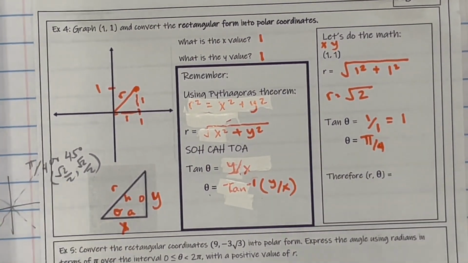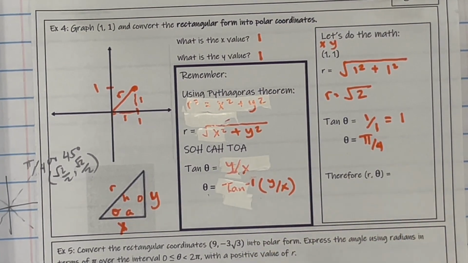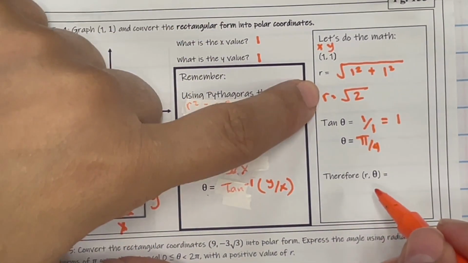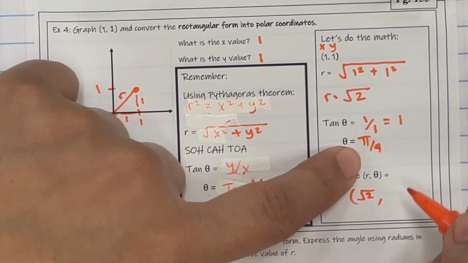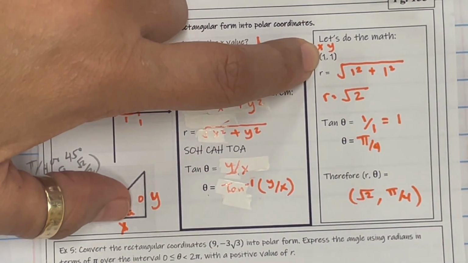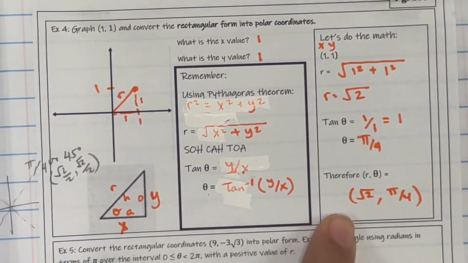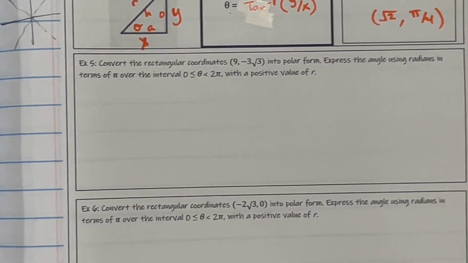Or you can just put in the calculator and do inverse tan of 1, and you're going to find that it's pi over 4 or 45 degrees. Therefore, writing out my r first, r is going to be radical 2, and my theta is pi over 4. So I just converted rectangular or Cartesian coordinates into polar form. Let's do one more, and then you guys can do one.